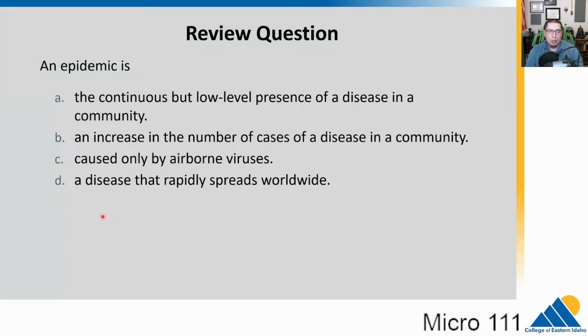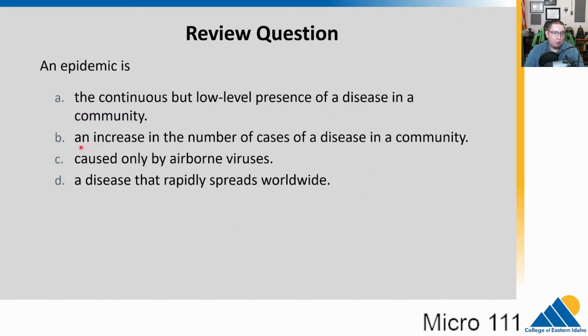Okay, let's do a little review before we get started. An epidemic is A, the continuous but low-level presence of a disease in a community, B, an increase in the number of cases of disease in a community, C, caused only by airborne viruses, D, a disease that rapidly spreads worldwide. Go ahead and take a second, pause the video.